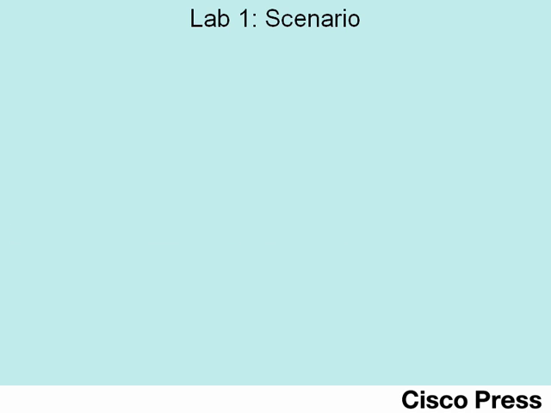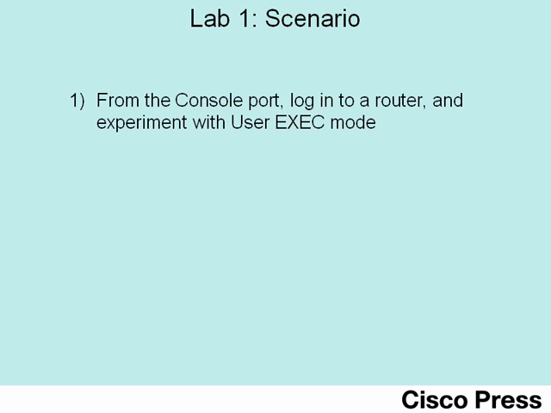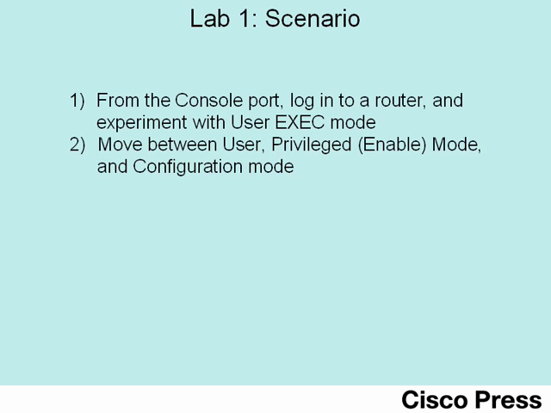The scenario for this lab has two main steps. In the first step, you'll see a user getting in through the console into user mode and using command line interface help features to get help and use some basic commands. In the second step, you'll see that same user move from user mode to enable mode into configuration mode and navigate between the three modes and see some examples of different commands you can use in each mode.